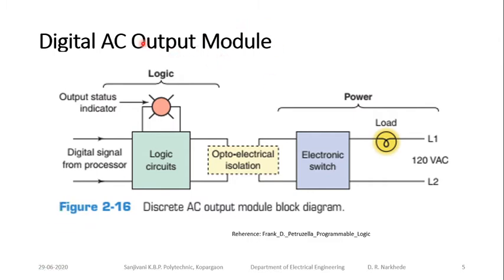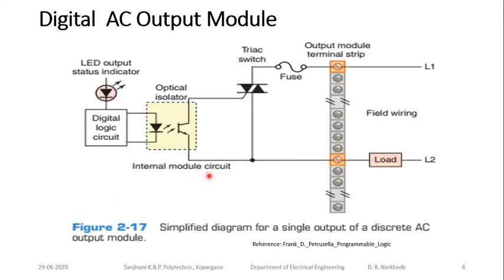So you can see that this particular portion is called the logic section and this particular portion is called the power section. The output interface can be thought of as an electronic switch that turns the output load devices on and off. The logic circuit determines the output status. This is the status LED. The output status LED indicates the status of the output signal.